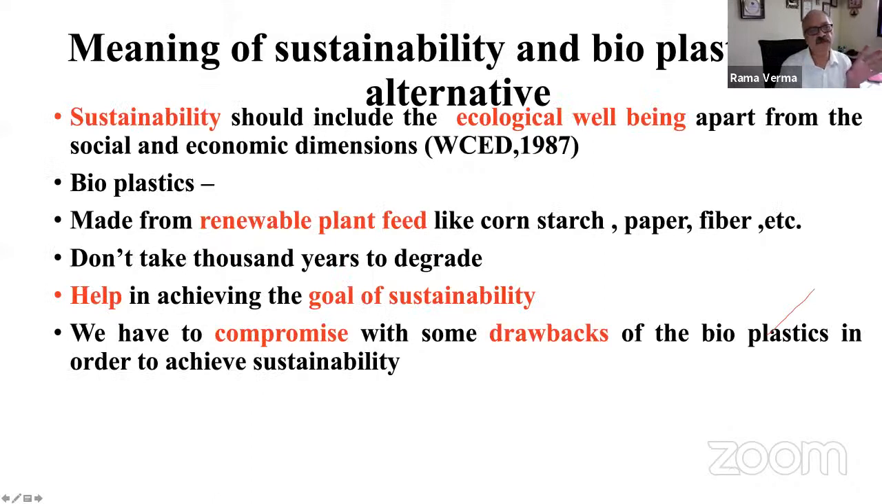Now, we have to develop sustainability, meaning ecological well-being, apart from the social and economic dimensions. We need to understand what kind of plastic is good for our society. Just like if you take low-grade plastic bottles, a chemical known as phthalate comes out, and it's very dangerous. It's very toxic to human beings, basically.